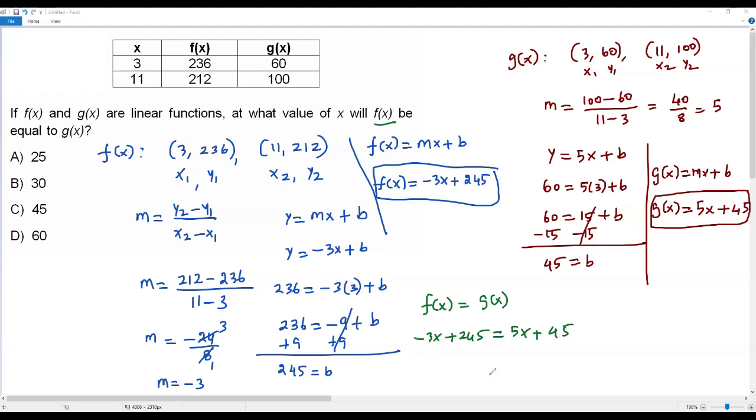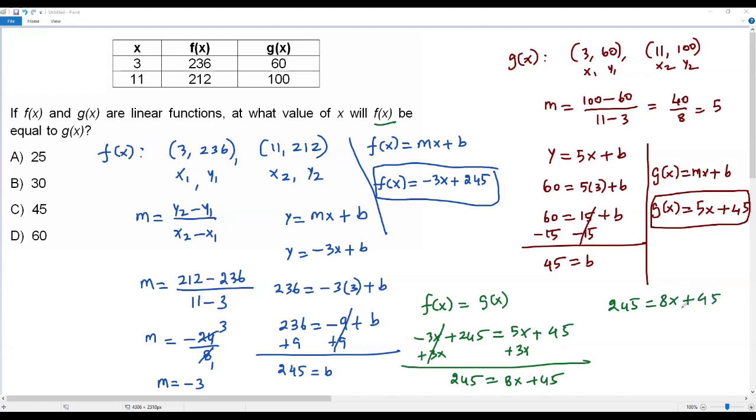Now I have to solve for x in this equation. For that I'm adding 3x to both sides. Negative 3x plus 3x will cancel. I'm getting 245 equals, here when I combine 5x and positive 3x, I'm getting 8x plus 45. Let me write the same equation over here. 245 equals 8x plus 45.